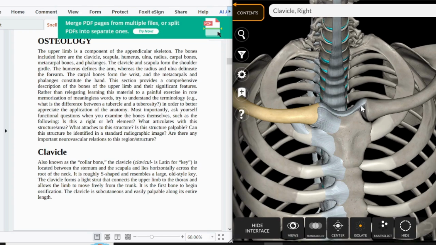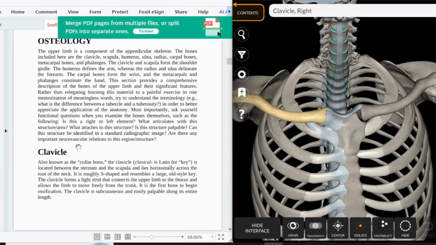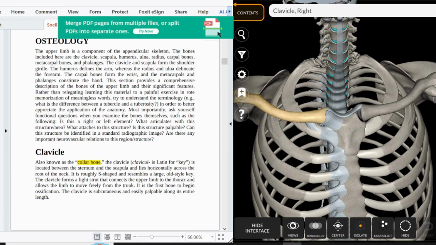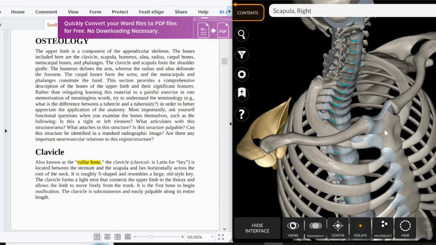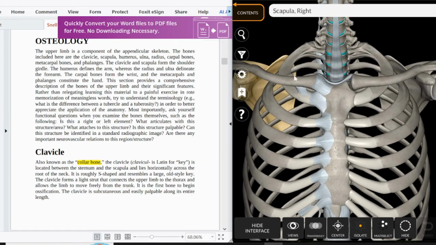So now we'll just go through the text. Clavicle, also known as the collarbone, is located between the sternum and the scapula. This is your sternum, and this is your scapula. So it is located between these two bones and lies horizontally across the root of the neck. So this is your neck and it is lying horizontally in the root of the neck.